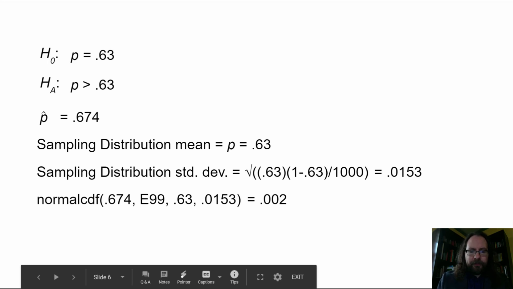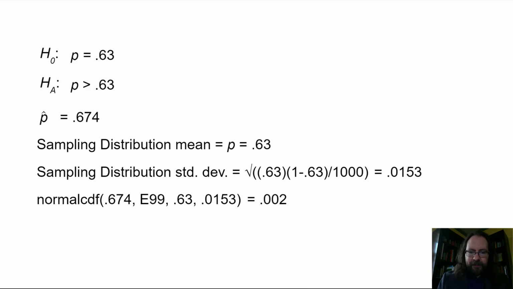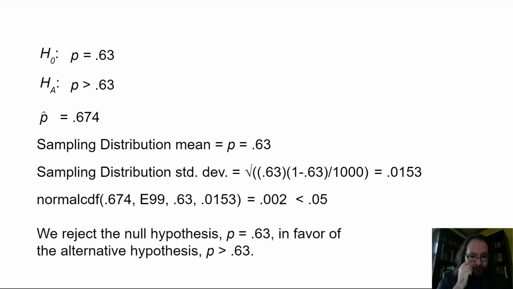So now that we know it's 0.002, we can see that that is indeed less than the alpha that we specified of 0.05. And because our probability that we got is less than our alpha, we say that we reject the null hypothesis of p equals 0.63 in favor of the alternative hypothesis, p is greater than 0.63. Notice I'm not actually saying what I think p is, I'm just saying that we're rejecting the null hypothesis in favor of the alternative hypothesis.